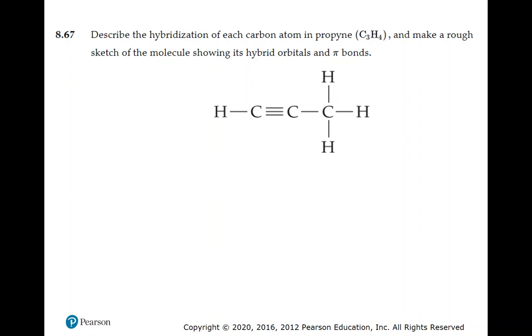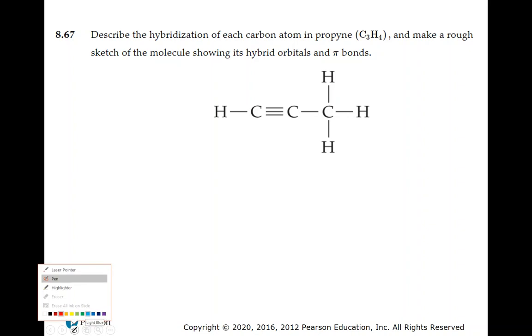So for this, I've pulled an example out of the end of chapter 8 in your book. This asks you to describe the hybridization of each carbon atom in this molecule, propyne, C3H4, which they've given us the Lewis structure for already. We're not going to make a rough sketch of the molecule showing its hybrid orbitals, but what we are going to do is count the number of sigma bonds and pi bonds, because that is a common type of question that you might come across.